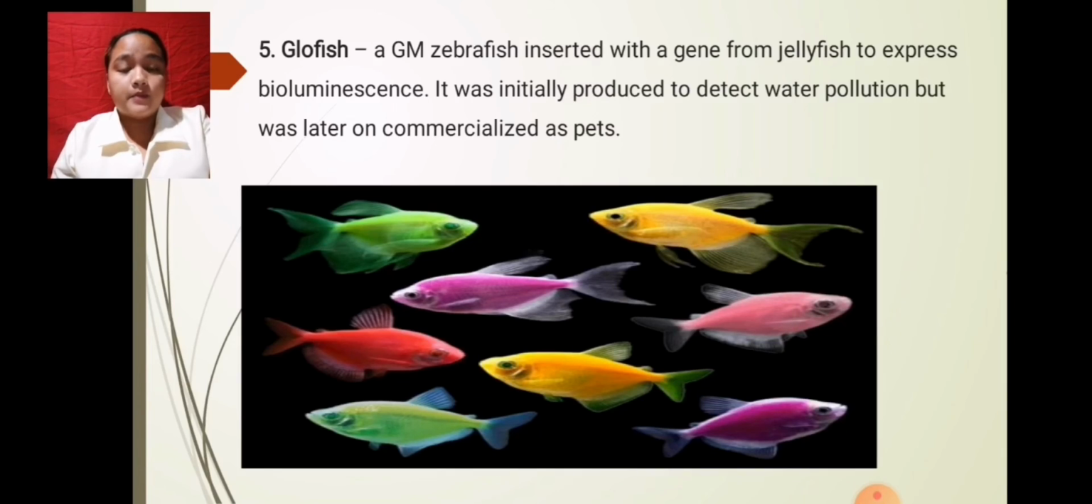So, number five, glowfish. A GM zebrafish inserted with a gene from jellyfish to express bioluminescence. It was initially produced to detect water pollution but was later on commercialized as a pet.